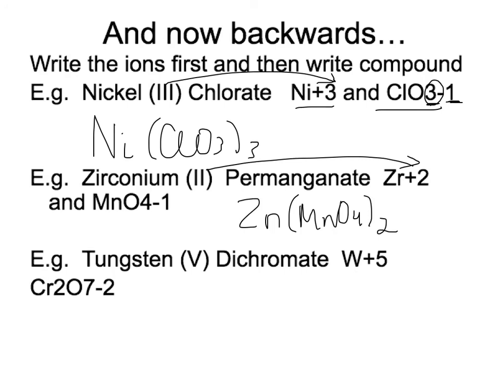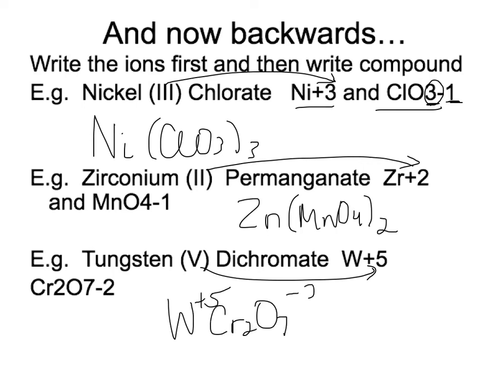Tungsten 5 dichromate. Ooh, okay, tungsten is from the Latin root wolfram, so that's where the W comes from. And then dichromate, a very pretty but highly carcinogenic compound. So what am I going to need? I'm going to need 2 tungstens, and I'm going to need 5 dichromates to give me a +10 and a -10, 0 net charge. And that ends the first video.